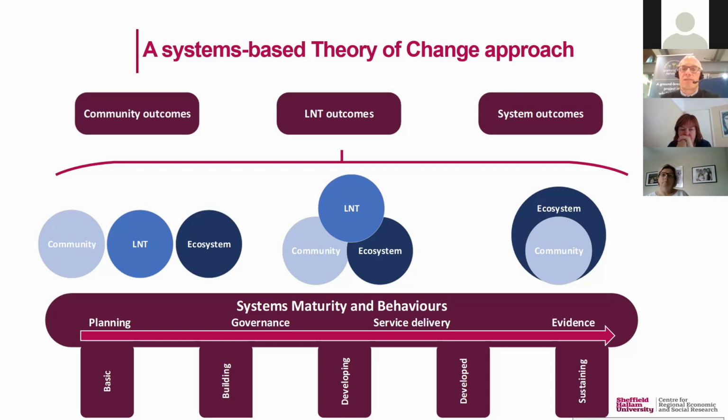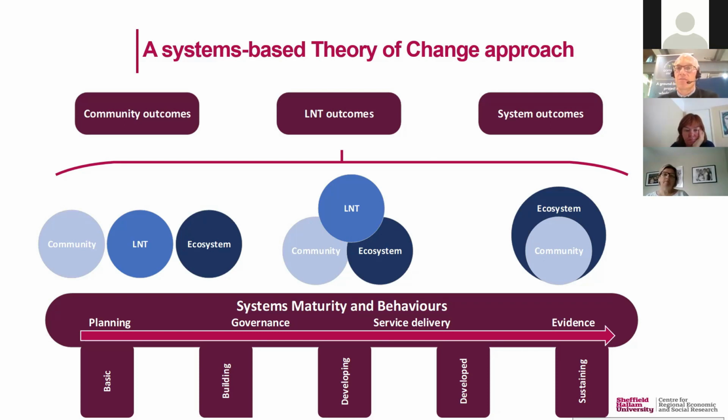As part of that process, what we're saying as part of the maturity matrix is that there are various aspects of infrastructure and behaviours. We've identified aspects of planning, governance, service delivery and evidence. And those aspects will move in a maturity pattern, from building, which we've classified as five steps: a basic level, a building level, a developing level, a developed, and a sustaining level. These individual aspects will move and become more mature, and as part of that, they'll lead to services becoming more embedded, more integrated, working together.